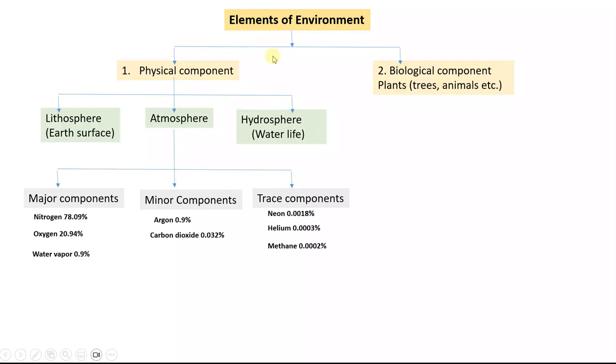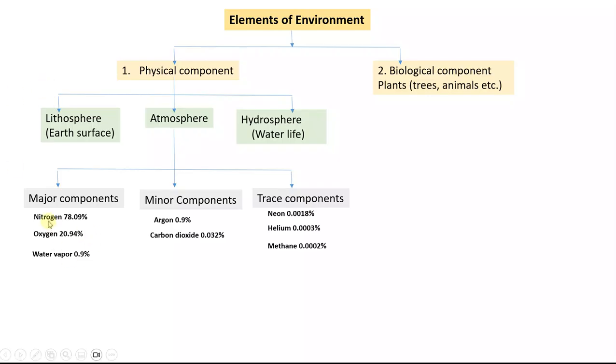Then we have elements of environment. One is physical and the other is biological. Biological are plants or trees and animals, and physical are lithosphere, atmosphere, and hydrosphere. Atmosphere, what is atmosphere? We have major components, minor components, and trace elements. For example, atmosphere we can call air.